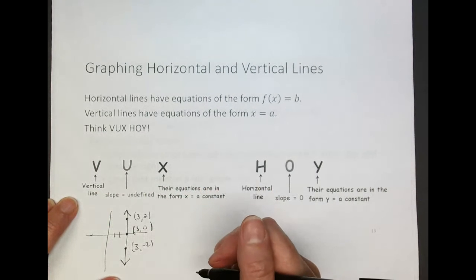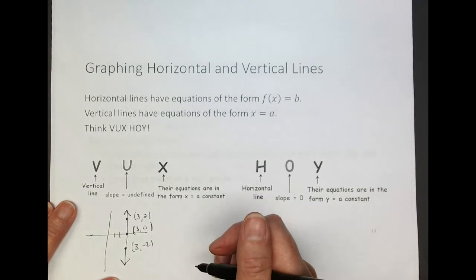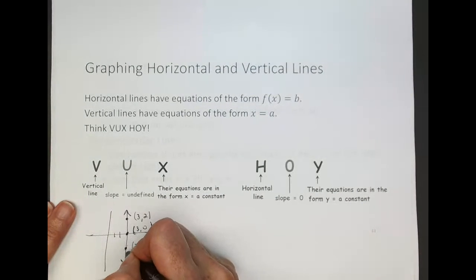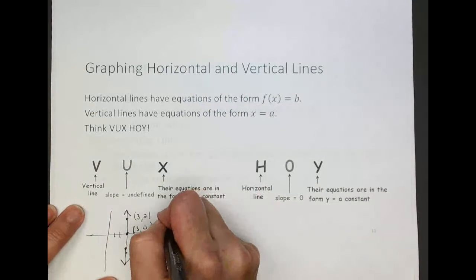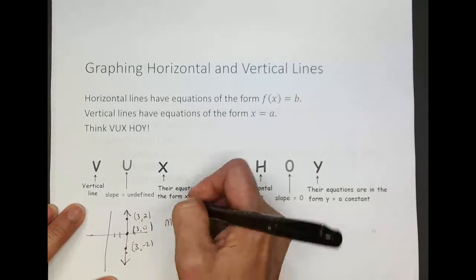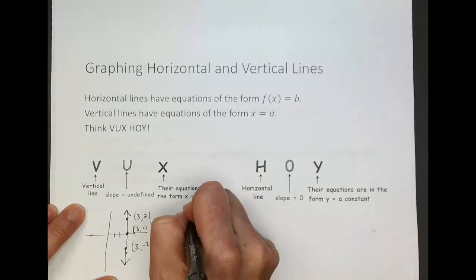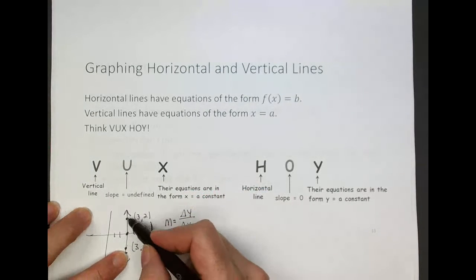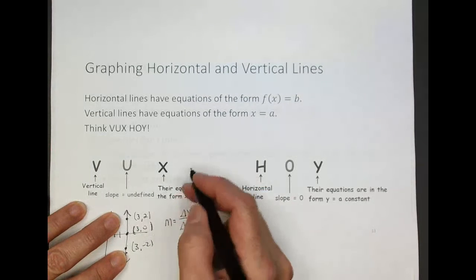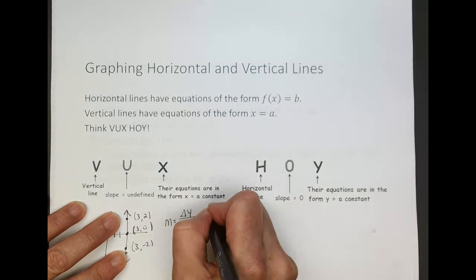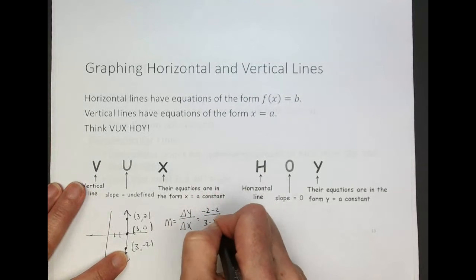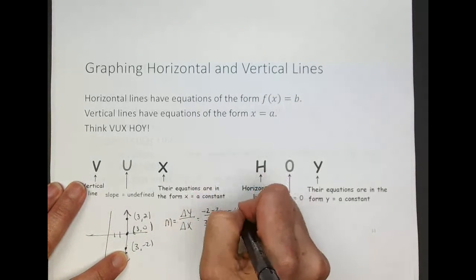If I were to calculate the slope of that line, to go from one point to the other, there would be a change in the y's, but no change in the x's. Right? And recall that slope is the change in the y's over the change in the x's. Well, say I want to go from the lowest point to the top point, the change in the y's might be negative 2 minus 2. The change in the x's is going to be 3 minus 3, so it ends up being negative 4 over 0.